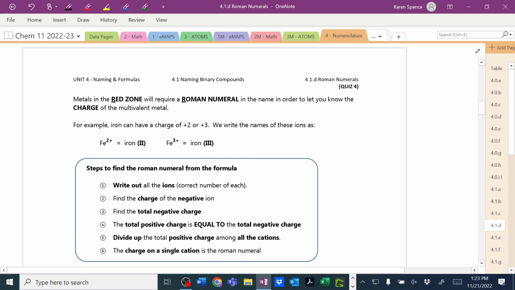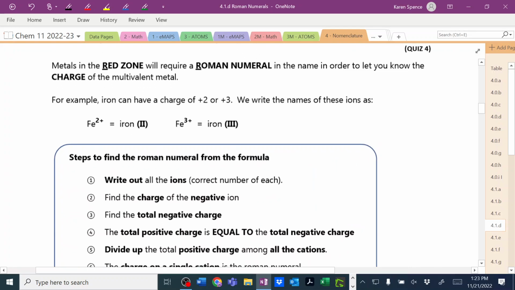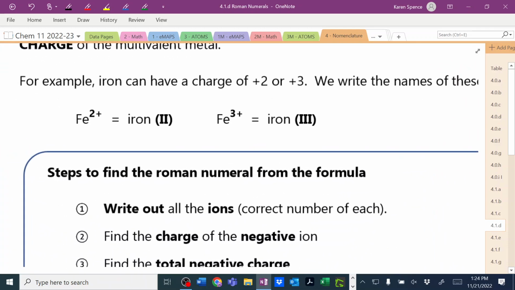So metals in the red zone or the gray zone require a Roman numeral. That was why I liked red, because R for red, R for Roman numeral, but of course, I can't make red photocopies. So sad. But what we have then is iron 2 is 2+, and iron 3 is 3+.